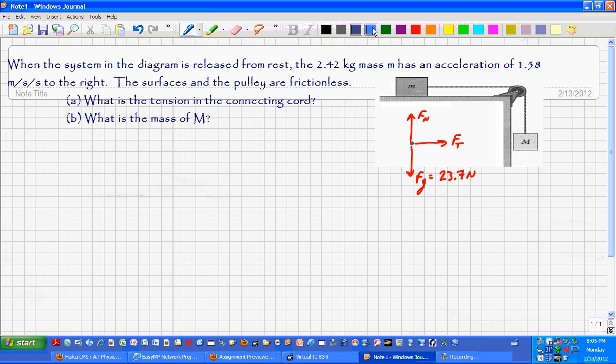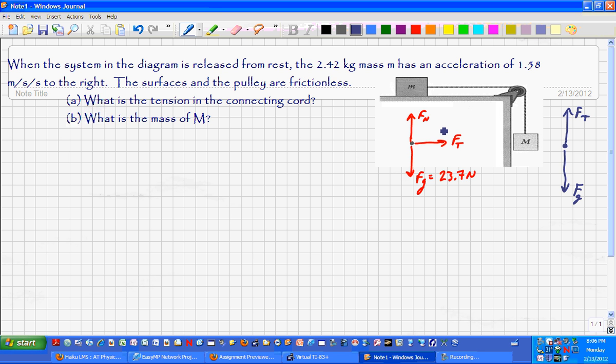Over here we've got big M. We've got force of tension acting upward, and force of weight acting downward. We don't know this. We'll come back to it. Want to figure out the tension, so we want to figure out T.